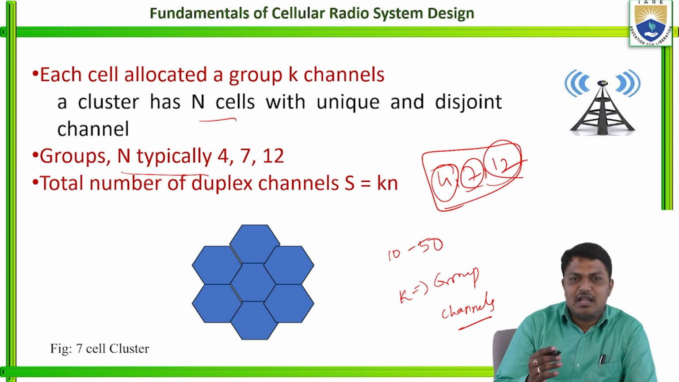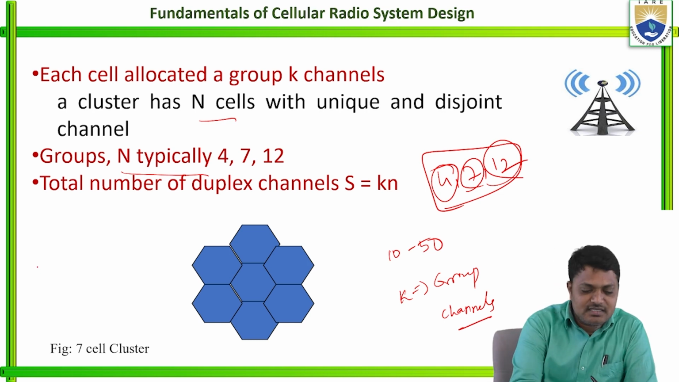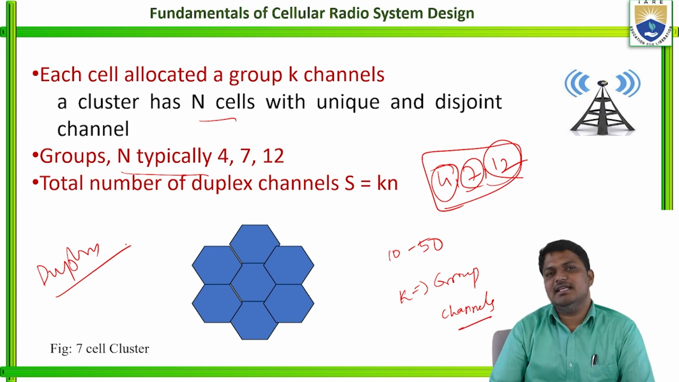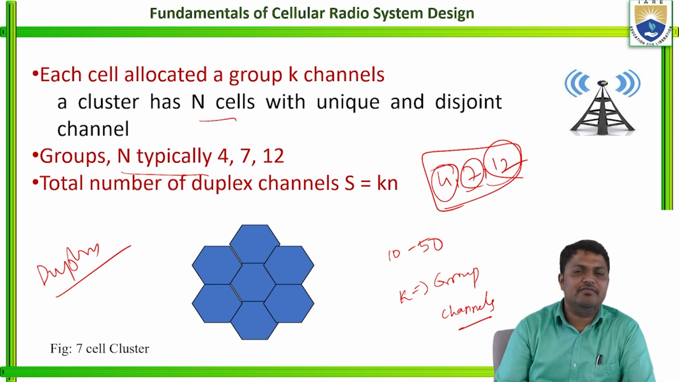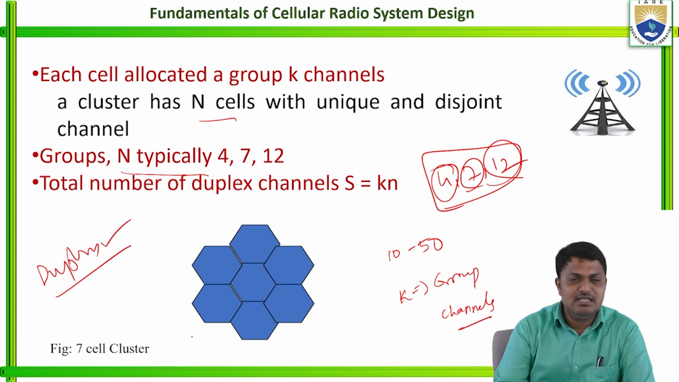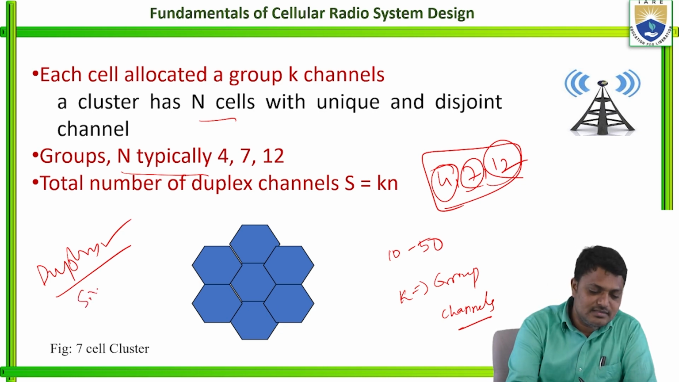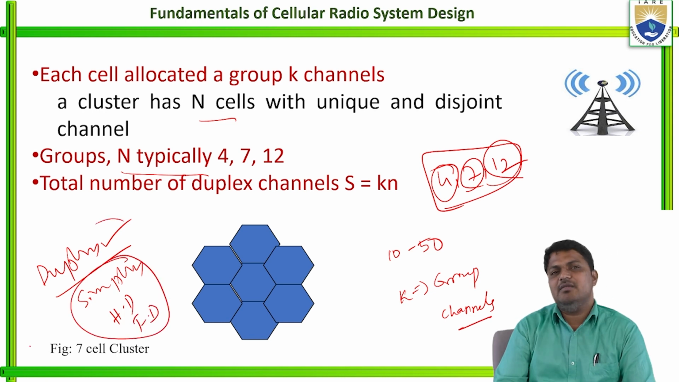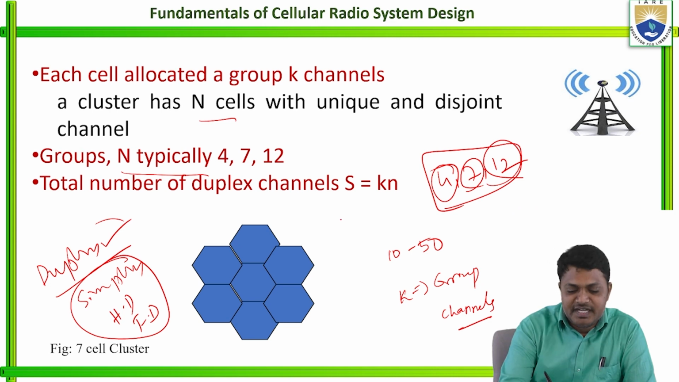Next, the total number of duplex channels. We already discussed what duplexing is. Duplexing is the way of transmitting data from one place to another, from the base station to the user or from the user to the base station. We also discussed the types of duplexing: simplex, half duplex, and full duplex. These come from FDD and TDD.